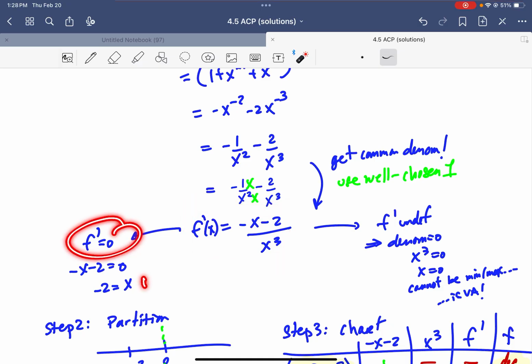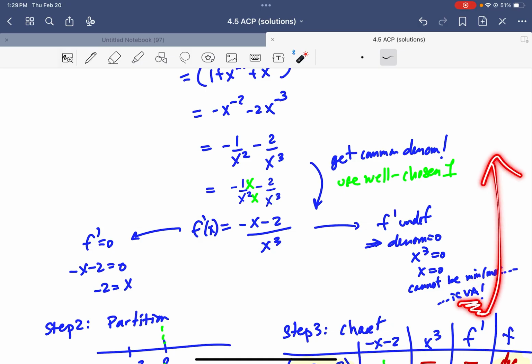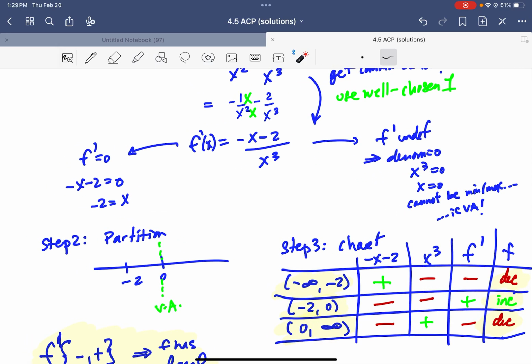So if I set the top equal to 0, I get this. If I set the bottom equal to 0, in other words, where's this undefined, I get this. So this is really my only possible critical value, because x equals 0 means it cannot be a min or a max. It's a vertical asymptote, as we found out earlier. But we're still going to use that 0 to partition in step 2.